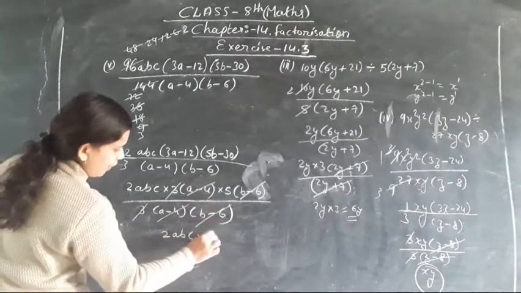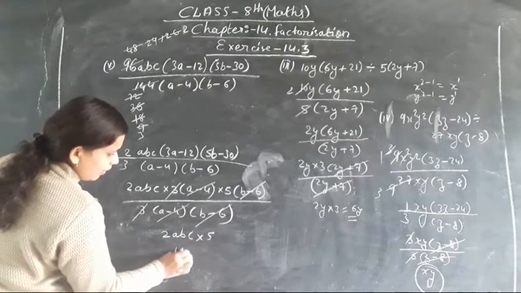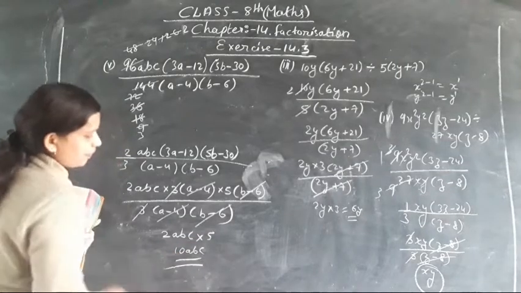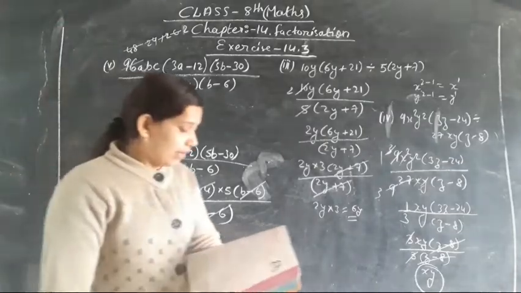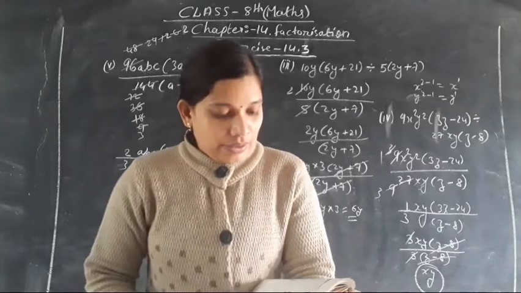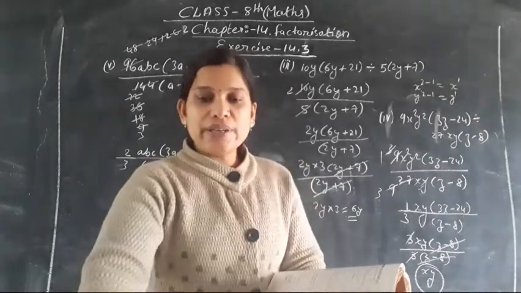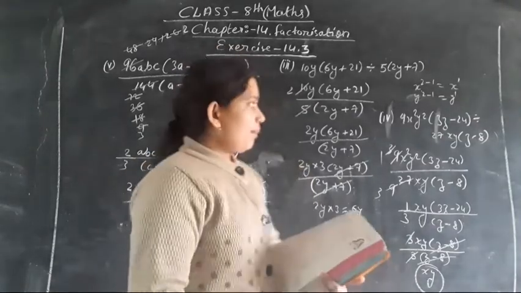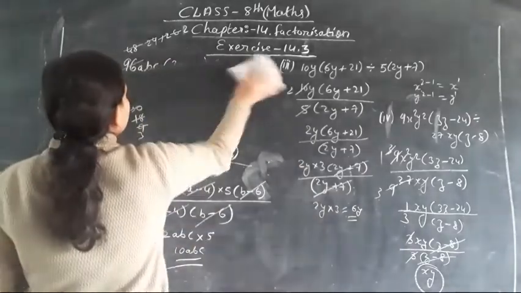2abc into 5. So the answer will be 10abc, which is the required answer for question number 3. Clear to everyone? So in this way question number 3 is completed. Have you understood everyone? Next.